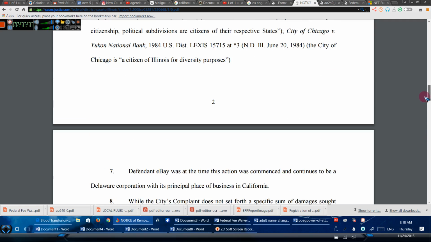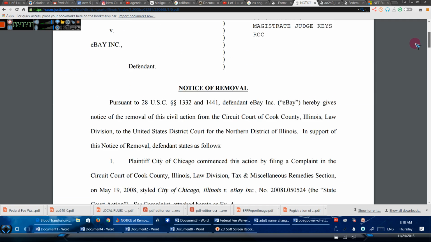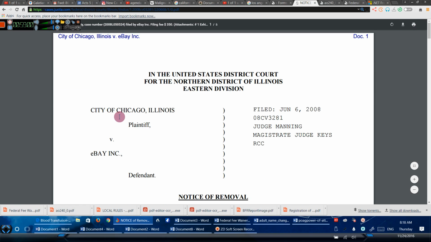They're saying it exceeds $75,000. So the city, you want to keep it in your court because it's the city of Chicago, Illinois. They want to keep it in their court where their attorneys know the judges. And eBay is saying, we're going to take this to federal court. You may know the judges, but you don't know them that well. And so they're removing it, and they're saying it exceeds $75,000. Okay, there you go. Good.